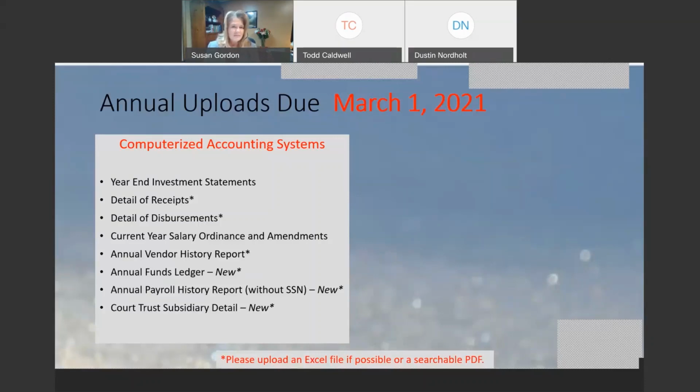The year-end investment statements, a detail of receipts, a detail of disbursements, the current year salary ordinance and amendments, an annual vendor history report, the annual funds ledger, and that's new, the annual payroll history report, also new, and the court trust subsidiary detail, which is new. Now, all of these items are specifically discussed in the user guide with a listing of everything that's needed for each one of these items.